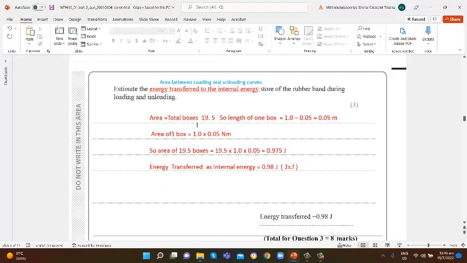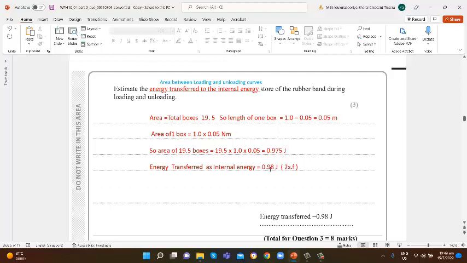I found the total boxes as 19.5. You also can find maybe 19, it's okay. So the length of one box I have calculated. Area of one box is length into breadth. It is in newton meters. I always advise you to write the units. So the area of 19.5 boxes will be 19.5 into 1 into 0.5. It is coming as joule.